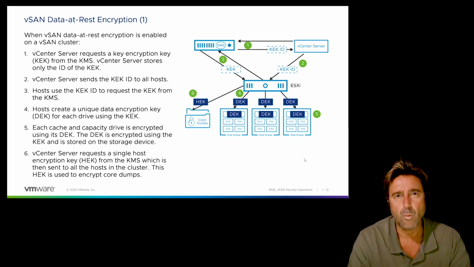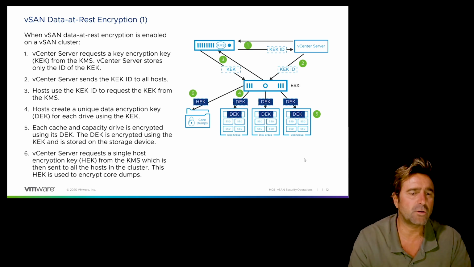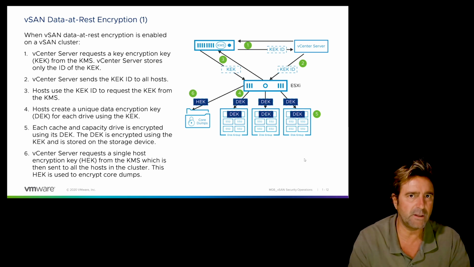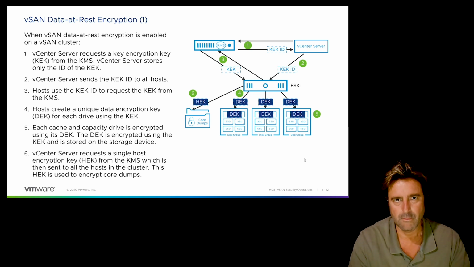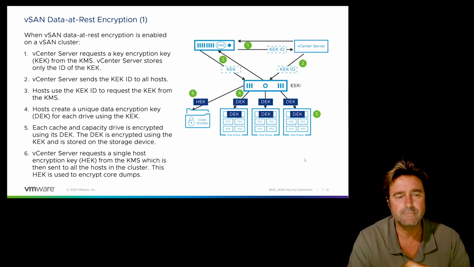So this starts with the vCenter communicating with the KMS server. And as you can see, the vCenter server in step number one will request the KEK from the KMS server. Notice, the vCenter doesn't store the KEK, but it does store the KEK ID. At that point, the vCenter communicates with all the ESXi hosts in your cluster, and it sends the KEK ID to those hosts. In turn, the hosts will communicate, in this case, directly with the KMS server. And again, they're going to be requesting the KEK from that KMS server.